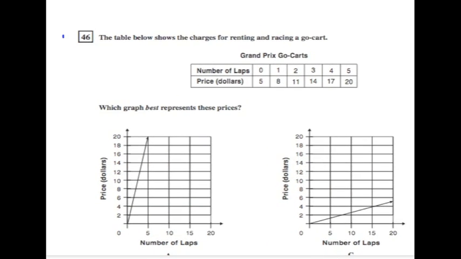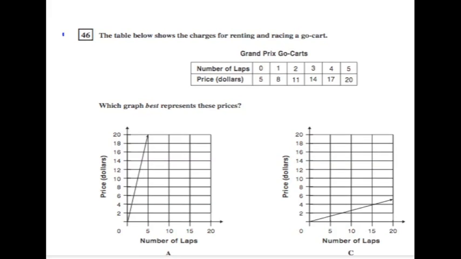The table below shows the charges for renting and racing a go-kart. So I guess if you do 0 laps, so if you just want to rent the go-kart to look at it, I guess it's going to cost you $5. If you want to do 1 lap, it's $8, 2 laps, $11, 3 laps, $14, 4 laps, $17, 5 laps, $20. So it's saying which graph best represents these prices.